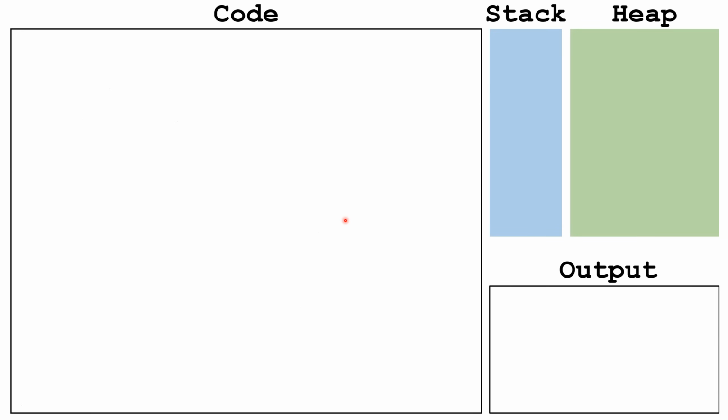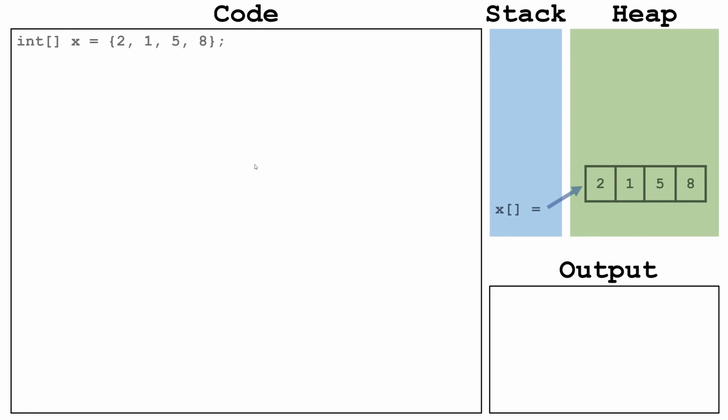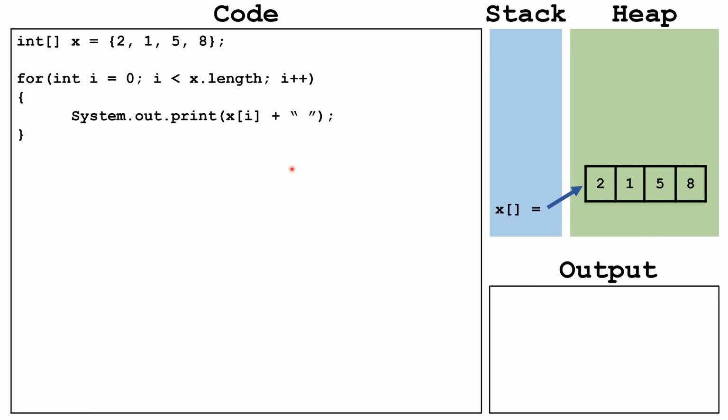Let's start writing some code. Here we're declaring an array, x, and setting it equal to 2158. And here we can see the reference variable x on the stack and the array on the heap. Now let's write some code to traverse it with a for loop.